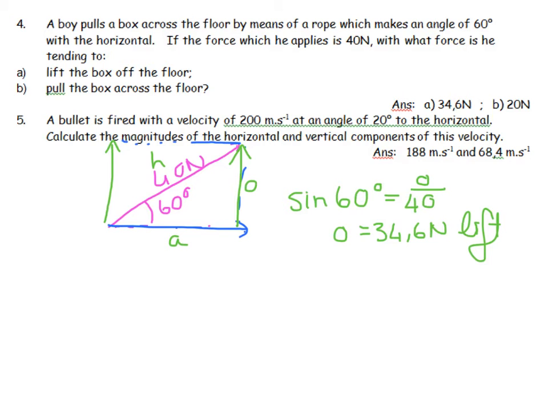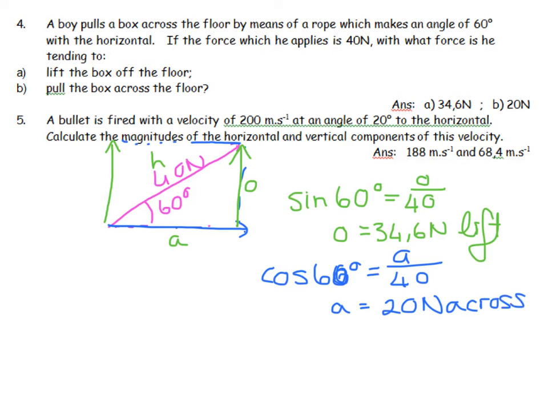If I'm looking for the adjacent, I'm going to say it's the adjacent side, so I use cos. Cos of 60 degrees is equal to my adjacent side over 40, and I land up with that being 20 newtons that he tends to pull across the floor.